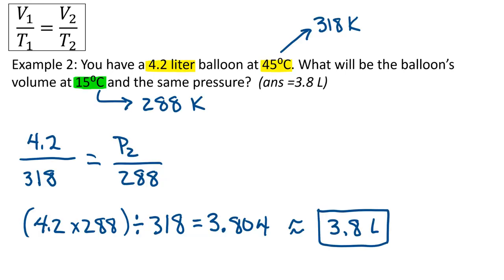All right, here's my answer. I have underlined the things in yellow that are beginning, and the things in green are at the end. I remembered to Kelvinate, so I plugged everything into my equations. Then I cross-multiplied and divided, and I ended up with my final answer of 3.8 liters.